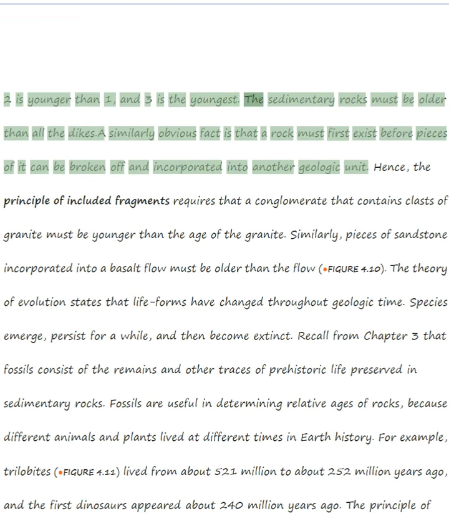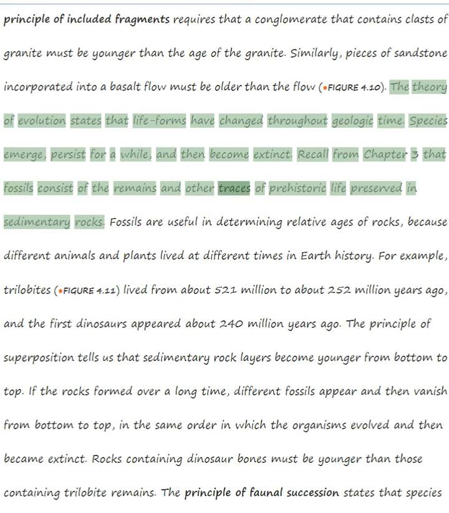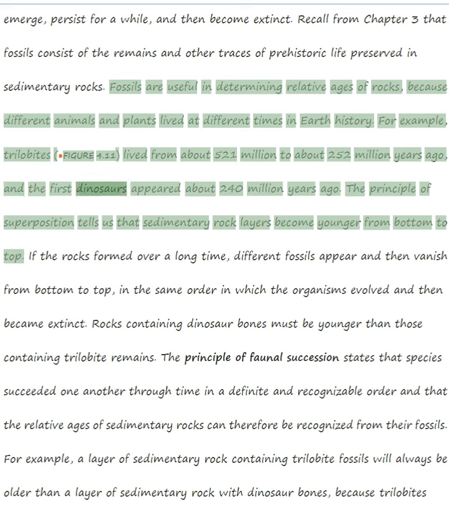The theory of evolution states that life forms have changed throughout geologic time. Species emerge, persist for a while, and then become extinct. Recall from Chapter 3 that fossils consist of the remains and other traces of prehistoric life preserved in sedimentary rocks. Fossils are useful in determining relative ages of rocks, because different animals and plants lived at different times in Earth history. For example, trilobites lived from about 521 million to about 252 million years ago, and the first dinosaurs appeared about 240 million years ago.